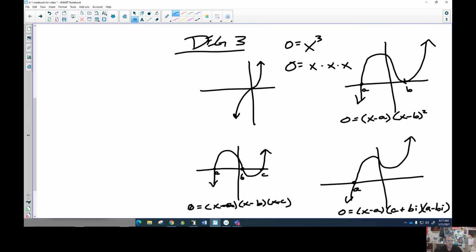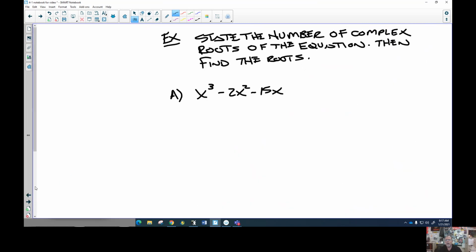All right. So with that in mind, let's look at an example. They could ask you, state the number of complex roots of the equation, then find the roots. Well, the first thing here is I look at the degree. Degree of this function is 3. So the number of roots would be 3. All right, this is degree 3 because it's a polynomial as a function of x, and this should be equal to 0, sorry.